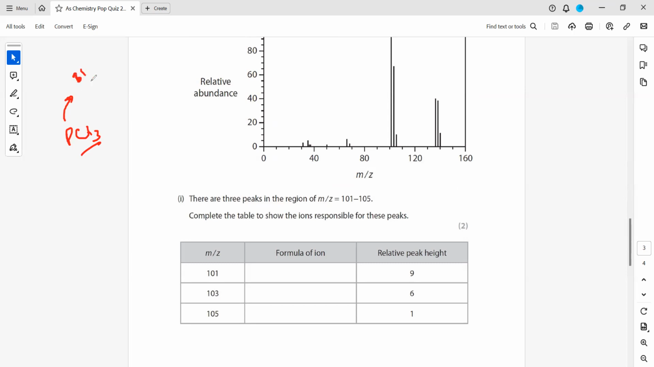And we have the two isotopes of chlorine. What are the two isotopes? It might be chlorine 35, or it may be 37. We want to identify which ions for 101, 103, and 105 are responsible for the peaks in a mass spectrum. So if we work out the total mass of this compound, here we have phosphorus, which is 31.